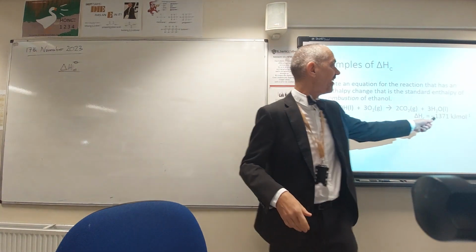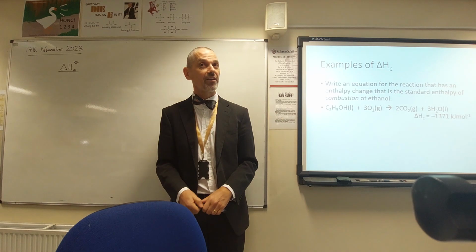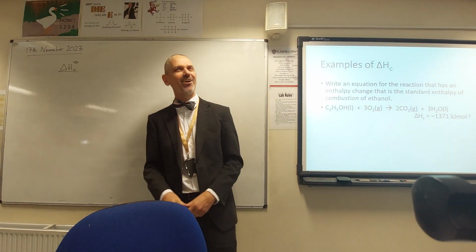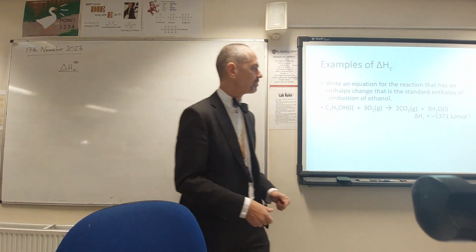So if you're working out an enthalpy of combustion and you've got an answer to be plus 1371, and you know it's an enthalpy of combustion, you can look at that answer and go, hang on a minute, I've done something wrong. There's no way it could be a positive number.